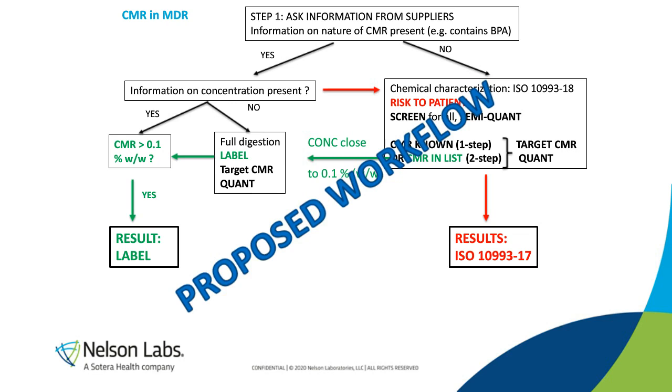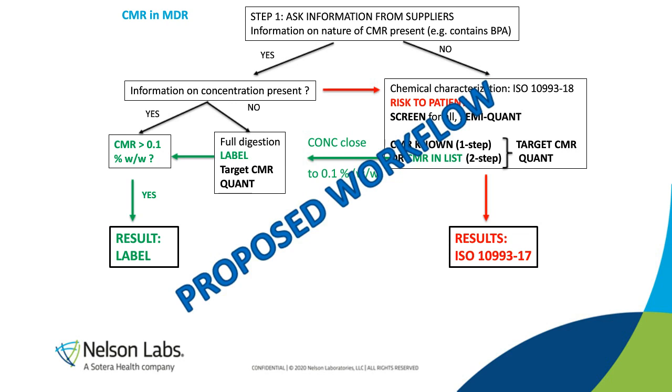If they tell you there's a CMR there, but they can't tell you the concentration, then we try to do a full digestion to be able to evaluate that amount per weight. If we can't do a full digestion, or if they can't give you any information, then we jump to a chemical characterization screening approach per 10993-18, where we're evaluating the risk to the patient, and we're also looking at the results compared to the CMR list. If we see CMRs on that, then we go back to try to do a full digestion to be able to label. Or we also do a toxicological risk assessment to understand the risk to the patient.